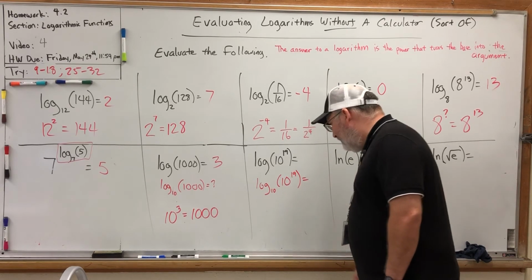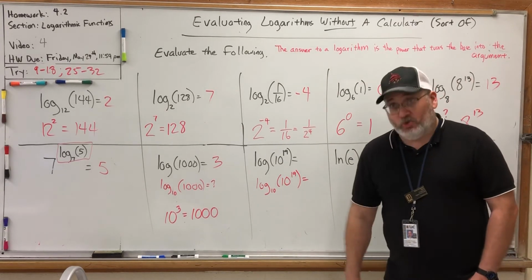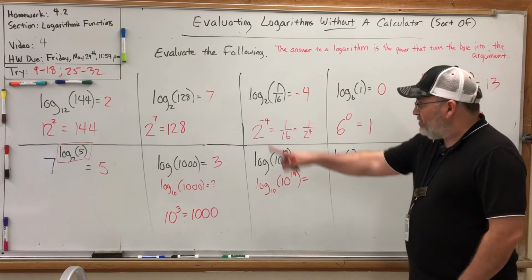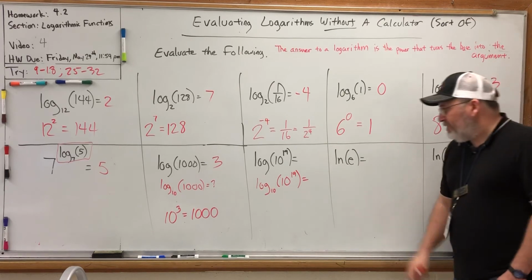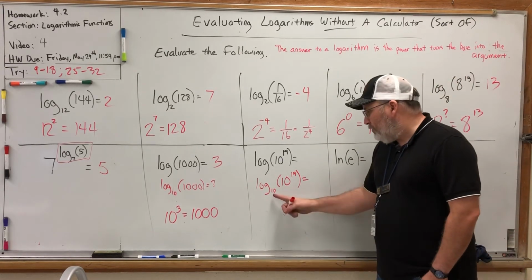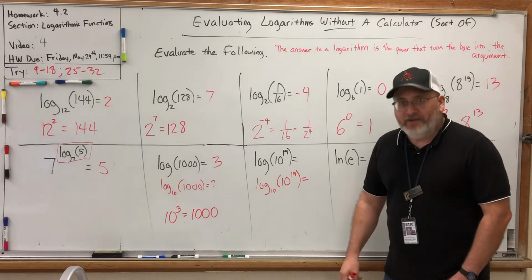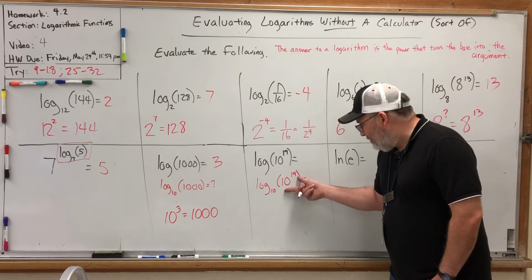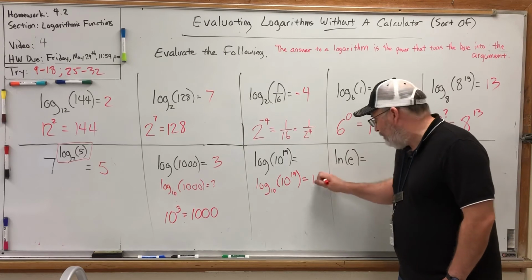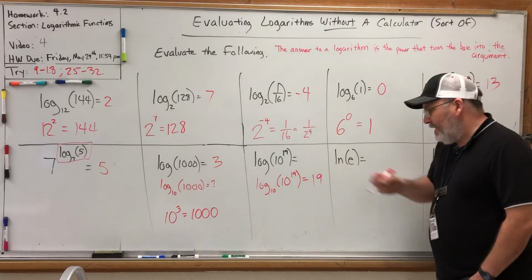Now, you may be looking at this and think, I've seen this trick before. This is just like that one. Because the question here is what power would you put on 10 to get 10 to the 19th power? Well, the power I put on this to make it look like that is that power. You could put that in the calculator also.